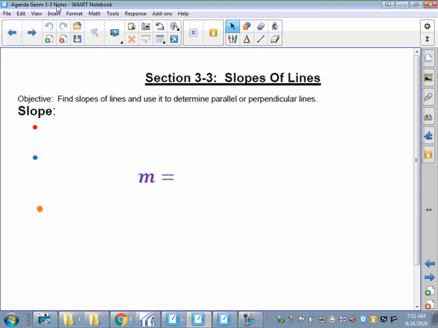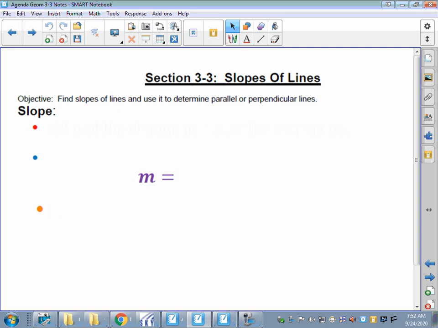Hello, geometry students. It is time for section 3.3. I feel pretty strongly that 3.3 is going to be a review section. Notice the title, Slopes of Lines. So we're going to talk about slopes really quickly, and then we're going to talk about parallel and perpendicular slopes. I'm hoping that this is a throwback to algebra. If not, we'll fill in those blanks.